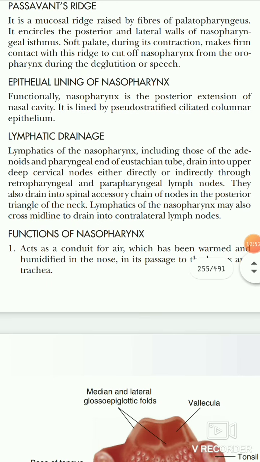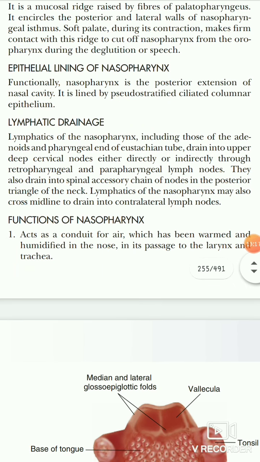Lymphatic drainage. Lymphatics of the nasopharynx, including those of the adenoids and pharyngeal end of the Eustachian tube, drain into the upper deep cervical jugular nodes either directly or indirectly through the retropharyngeal and parapharyngeal lymph nodes. They also drain into the spinal accessory chain of nodes in the posterior triangle of the neck. Lymphatics of the nasopharynx may also cross the midline to drain into contralateral lymph nodes.